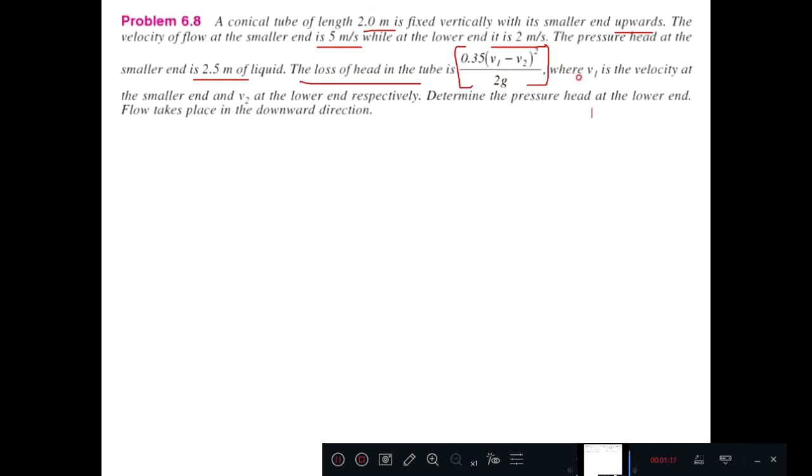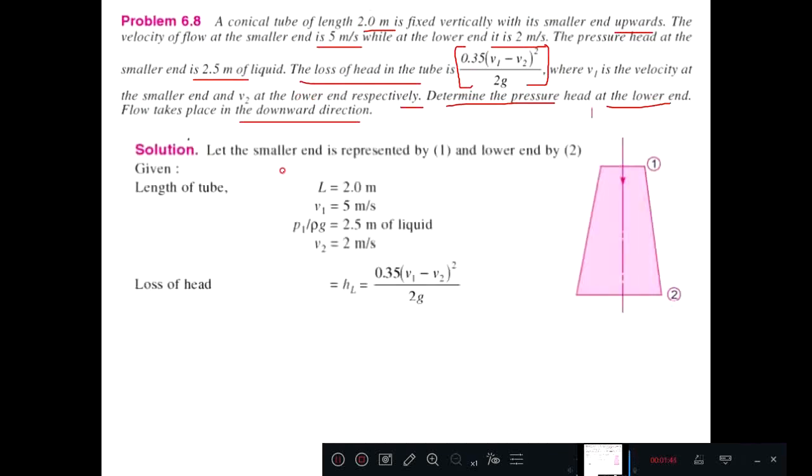the kinetic loss, where V1 is the velocity at the smaller end and V2 is the velocity at the lower end respectively. Determine the pressure head at the lower end, given that flow takes place in the downward direction. So this is the statement of the problem. Read the problem carefully and understand each and every word of it. Then according to that you write the given data.